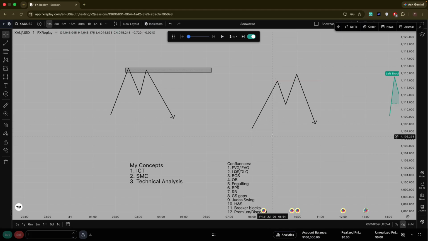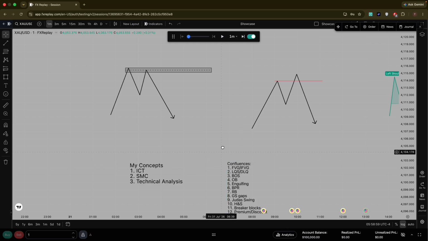Then we have the break of structure. As you can see with the way we're currently going, this is a break of structure. Price sets a high, we set a higher low, and then set a higher high. This red line indicates that price went above this liquidity point and actually used it to create a new higher high. No questions so far?